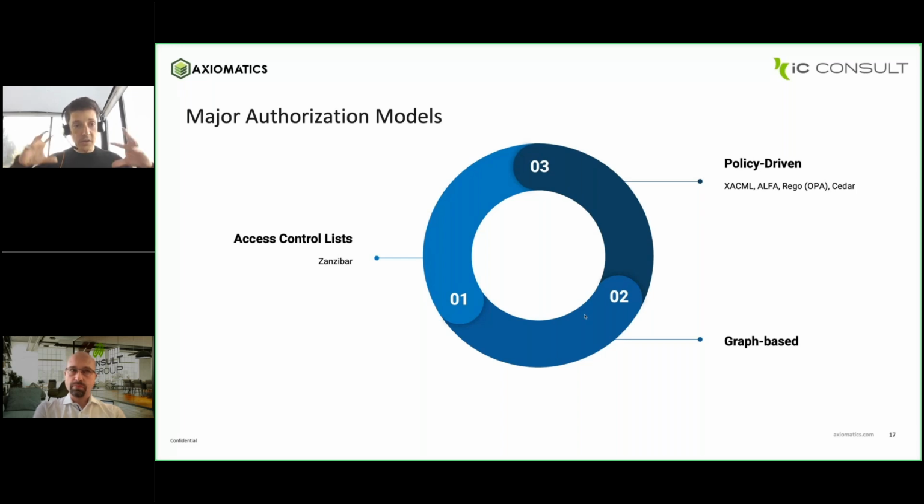And then these models are not exclusive, right? It's not like you're going to be choosing one or the other. When you do policy-driven authorization, you will need to do some kind of access control list, ACLs, or discretionary access at some point. The one thing I do want to call out, I wrote Zanzibar here on the slide.